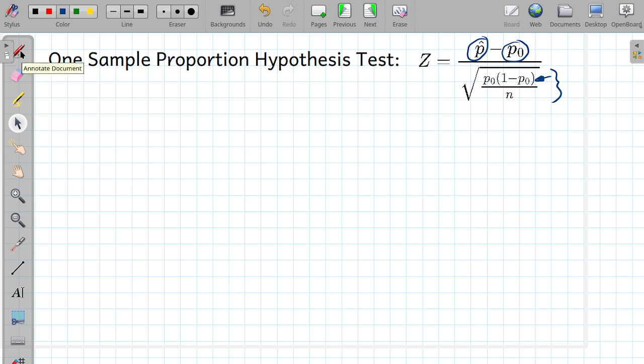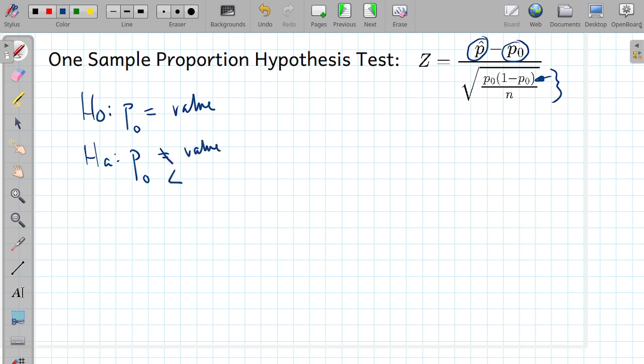Okay. Anyway, so one sample proportion hypothesis test. This is the formula we're going to use. Now, let's take a look at the hypotheses for this. The null hypothesis will always be that the population proportion is equal to some value. And the alternative will be that the population proportion is either not equal to that value, less than that value, or greater than that value. One of those three choices.